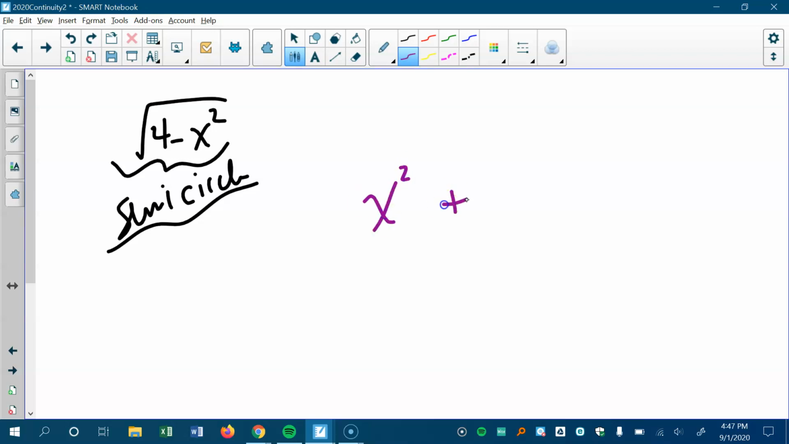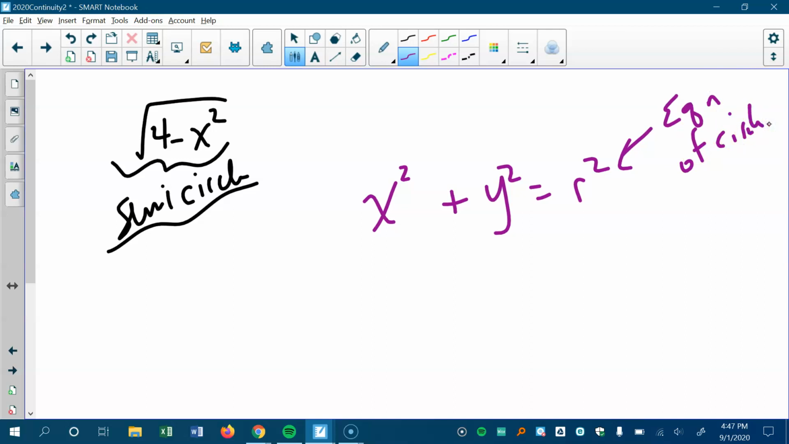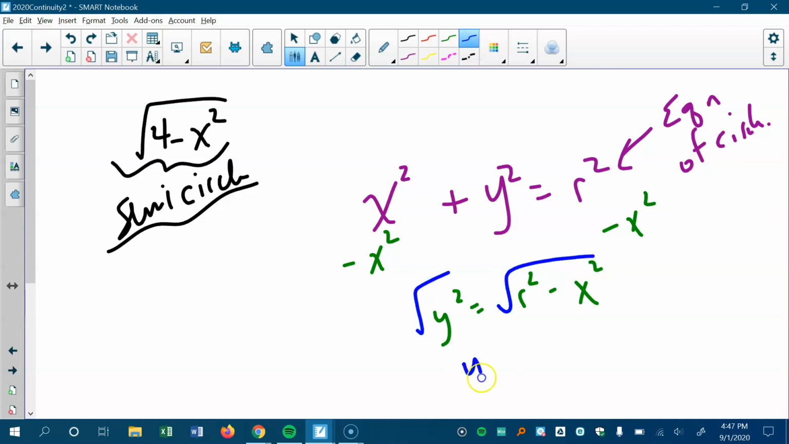We have x squared plus y squared equals r squared. This is the equation for a semicircle. Equation, I'm sorry, of a circle, not a semicircle, of a circle. And if I move things over in such a manner, and I try to solve for y, then what I end up getting is something that looks like what we have. A positive side and a negative side.